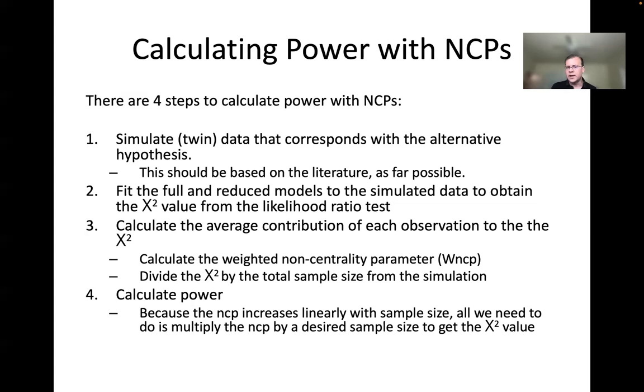In this case, if we had MZ twins, we divide it by the total number of MZ plus the total number of DZ twin pairs. And this will give us what I call the weighted non-centrality parameter. And then in step 4, we can actually calculate that. We can use this weighted non-centrality parameter to calculate the non-centrality parameter for a range of statistical sample sizes. And then we can just multiply it by any given sample size to get what our chi-square value would be for that particular value of n.